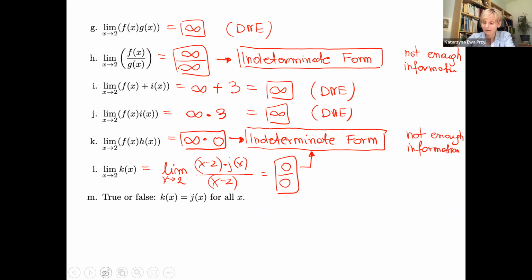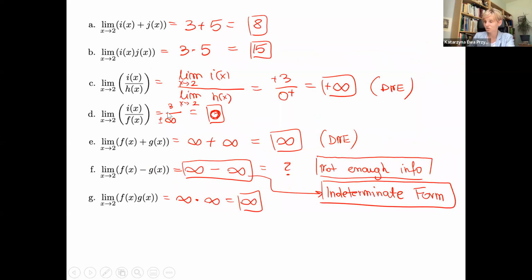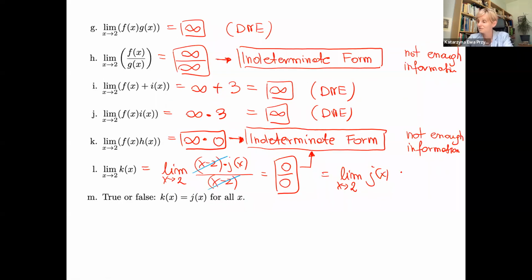Looking at this, algebra can take place because we can cancel out the common factor, and we will end up with just j of x. And the limit of j of x as x goes to 2, let's check. J was 5. I mean, this limit is 5. Perfect. Of course, 0 over 0 could be anything. Could be 0, could be infinity. But if we have a common factor, if we can cancel out that 0, the 0 is gone. We remember the blue 0 is gone. And we just end up here.